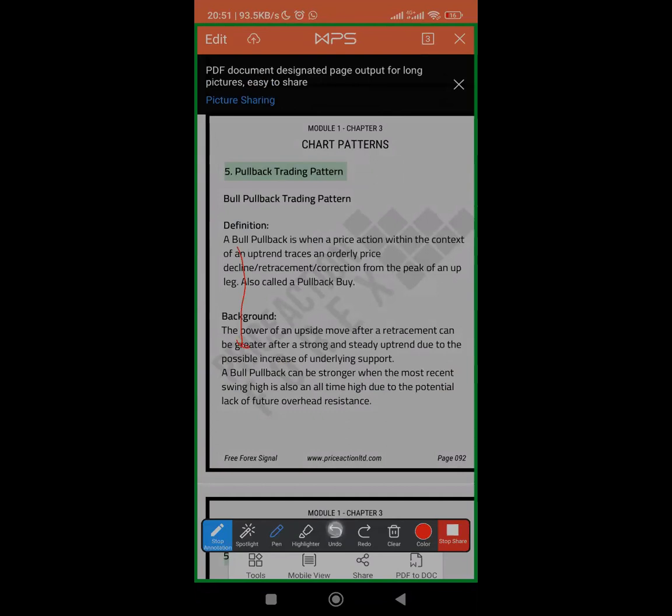First, it is within the context of an uptrend, with an orderly price decline. We can call it retracement, we can call it correction. So this is what it means. It usually has a support that is upward sloping, because it's an uptrend. This is how it looks. The market is going up, going up, going up, and then retraces, and at a particular point it bounces back again. It goes up, goes up, retraces, and bounces back. This is what we call a bull pullback.